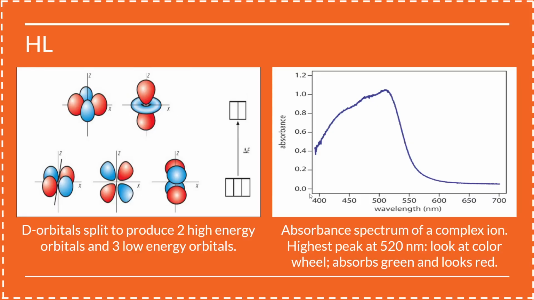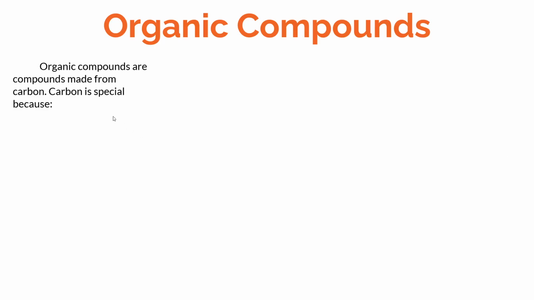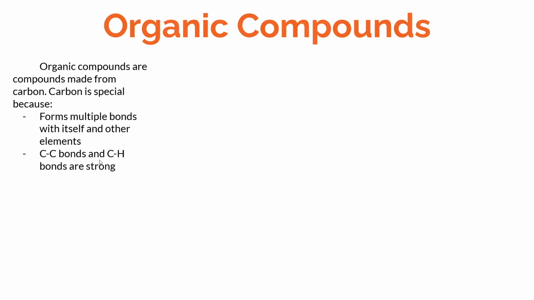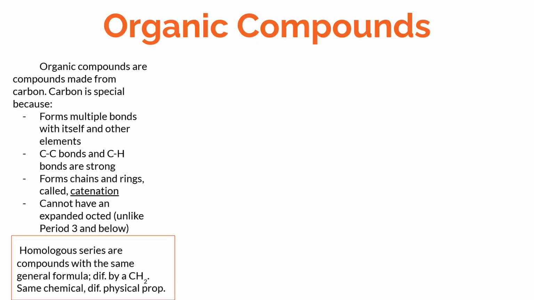And you can see wavelength increasing from 400 nanometers to 700. Now, organic compounds. Organic compounds are compounds made from carbon. Carbon is special because it forms multiple bonds with itself and other elements. Carbon-carbon bonds, carbon-hydrogen bonds are strong. They can form chains and rings called catenation, and they cannot have an expanded octet, unlike period 3 and below, which would make elements more reactive.